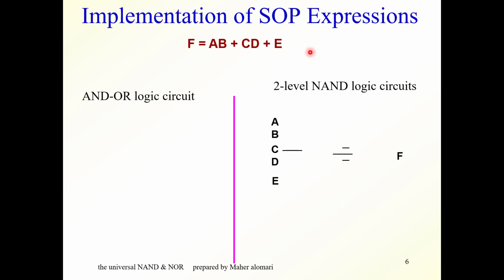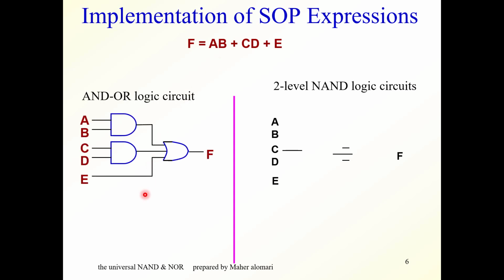Now let's do the implementation in a different way. Given the function, notice that this is in the sum of product form. We can use the AND OR logic to implement this circuit, and we will get this circuit. Here we have an AND gate, and all the three parts here are all together to give me an F, which is actually this.